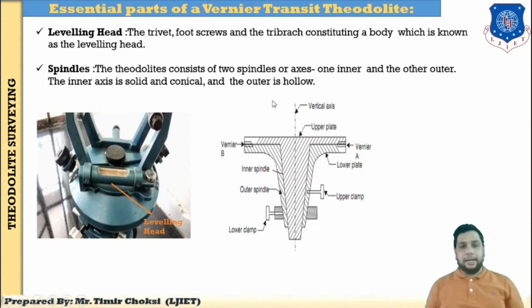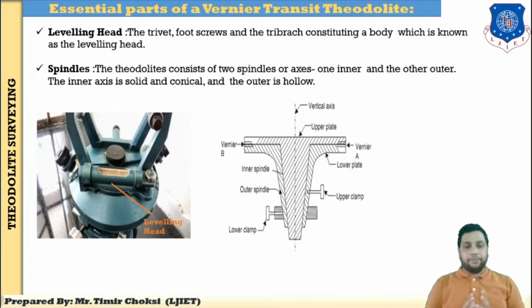Now next, the leveling head. Here this is the leveling head. The tribrach, foot screws and tri-branch constitute a body which is known as the leveling head. You know that the tribrach, foot screws and tri-branch were already explained in the previous slide. Using the leveling head, we check whether the instrument is level or not.